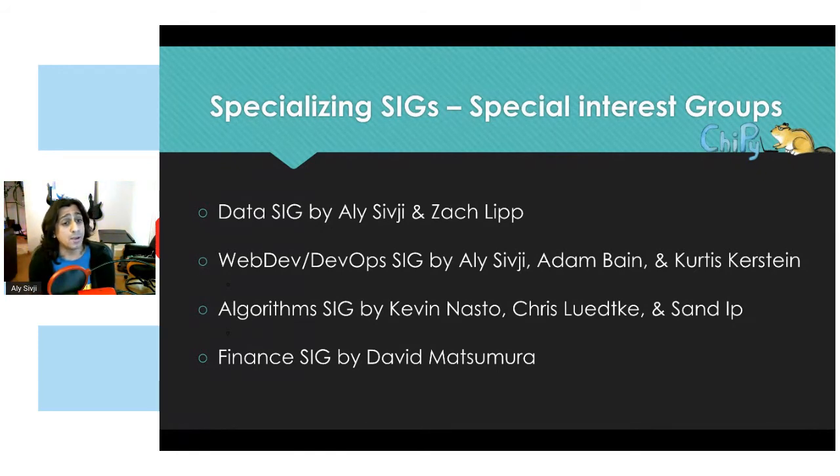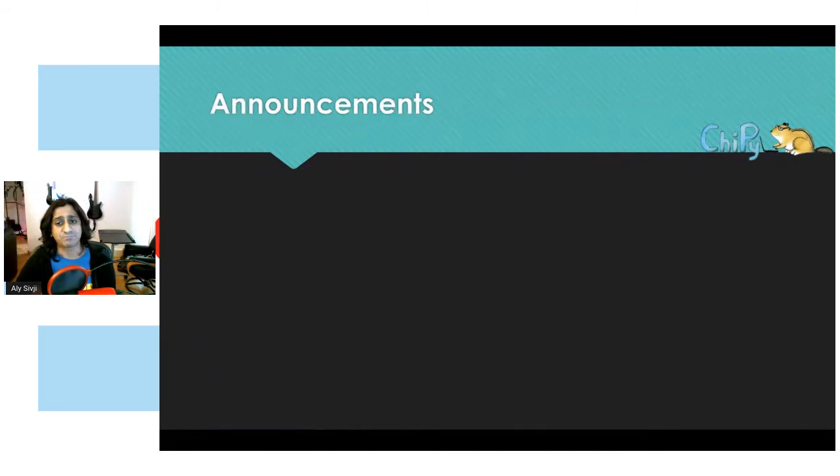There's also one on algorithms and data structures that's run by Kevin Nasto, Chris Lutke, and Sandip. Just really want to give them a shout out. We did our first virtual Algo SIG a few weeks ago, and it was a fantastic event. There's going to be another one happening soon, so stay tuned. And then we also have the finance SIG, and David Masamura runs that.